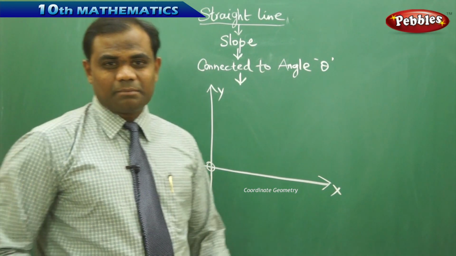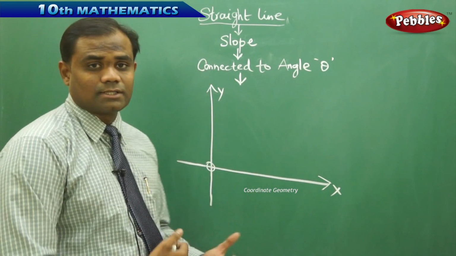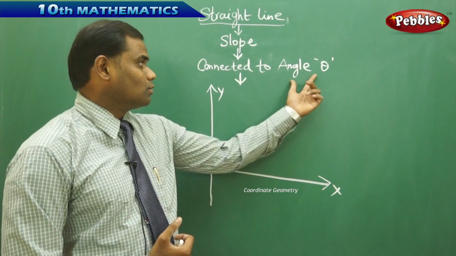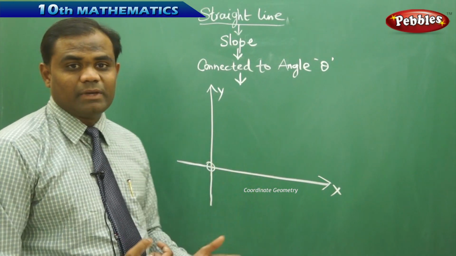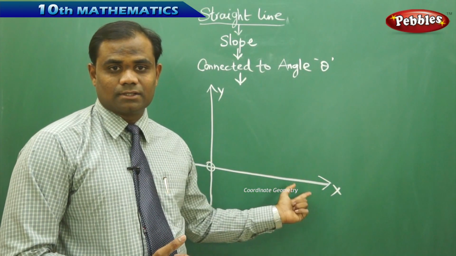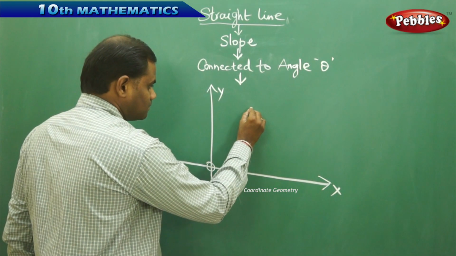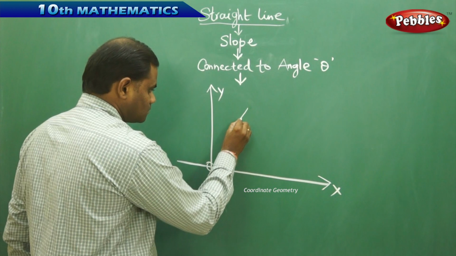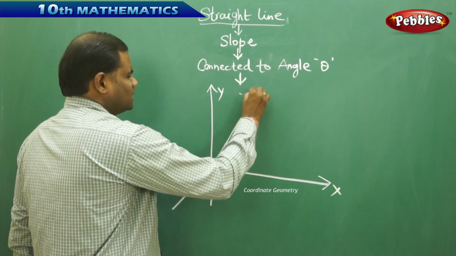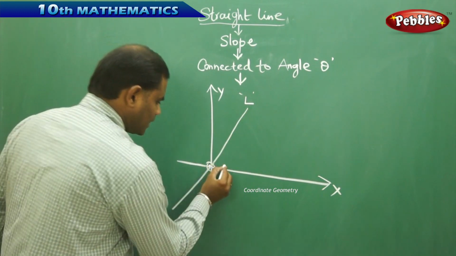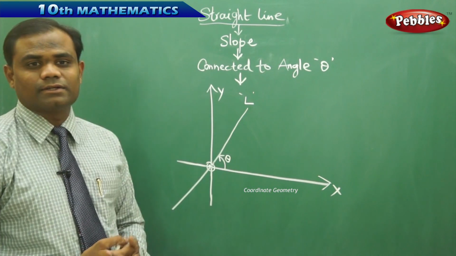Now from this, let me take a straight line in this xy coordinate system making an angle theta, because I have to connect slope with theta. So let me assume that the line makes an angle theta with the x-axis in the anti-clockwise direction. So L is the straight line which makes an angle theta with the x-axis in the anti-clockwise direction.